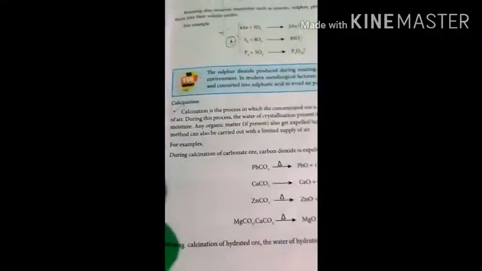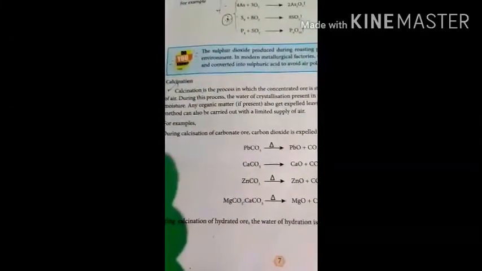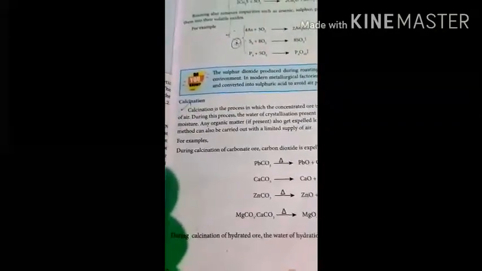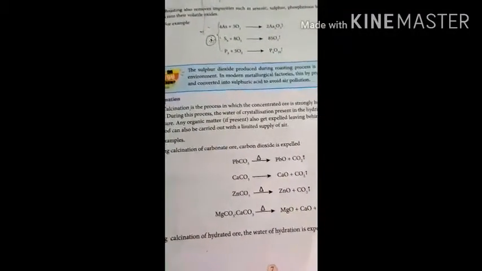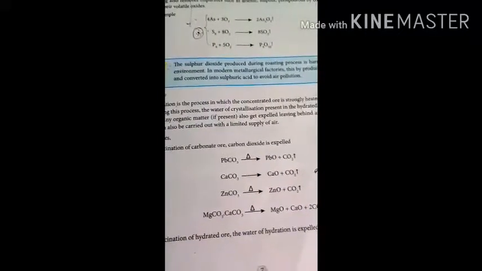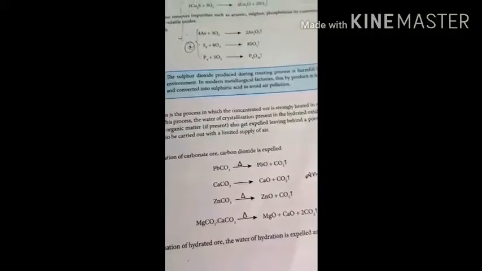And calcination: once the ores are converted into their oxides, they have to be heated in the absence of air, so other volatile impurities get away. For example, when lead carbonate is heated, it gives lead oxide. Calcium carbonate gives you calcium oxide and carbon dioxide, and similarly other carbonate ores, when heated, give the respective oxides.